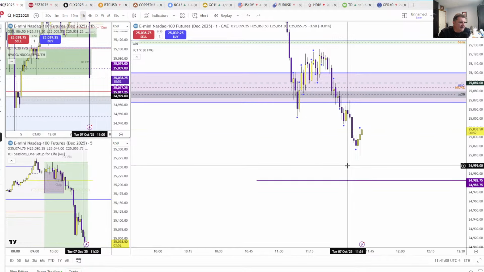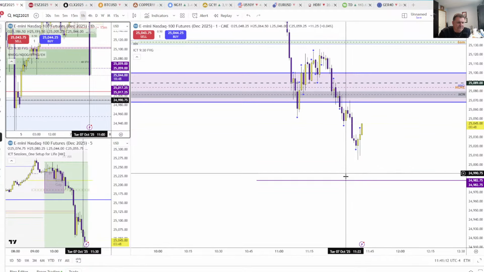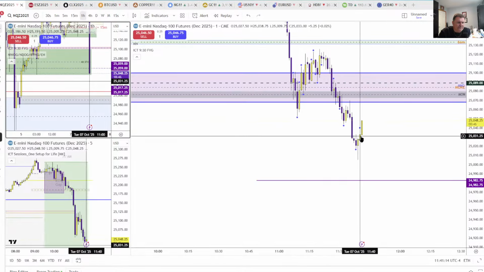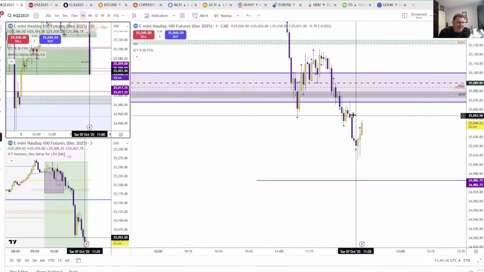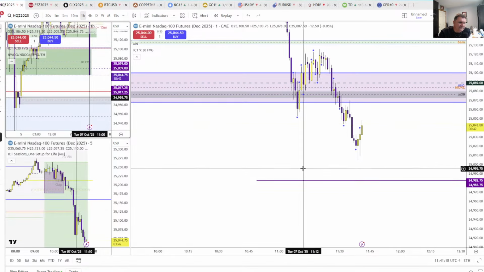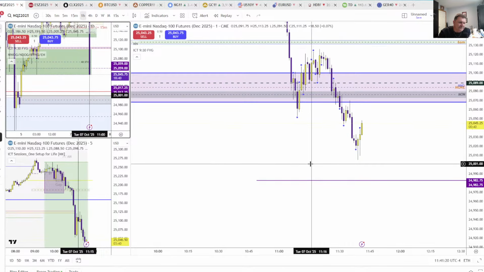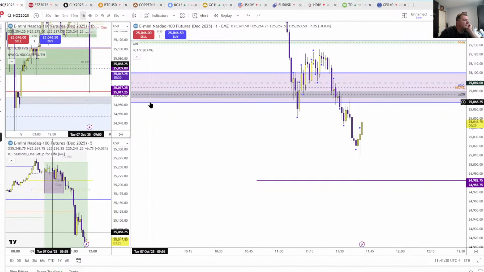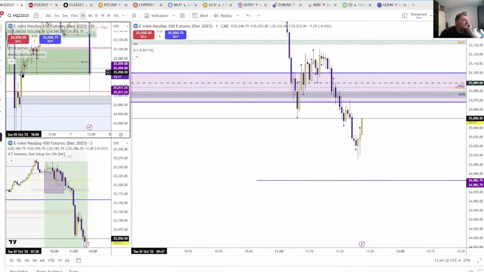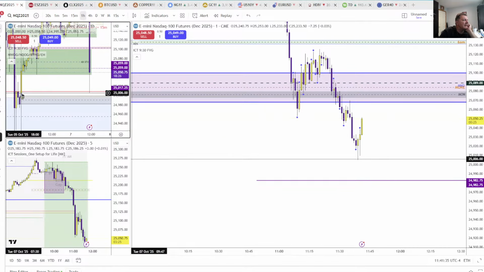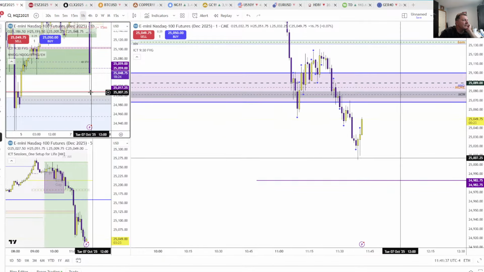It starts at 999. You don't want to see this close above here and take out this candle. That's a complete fill of that BISI we were looking at. It's just come back and completely filled it.